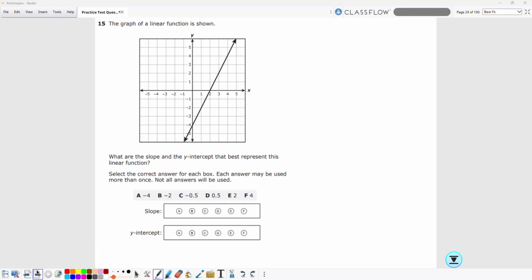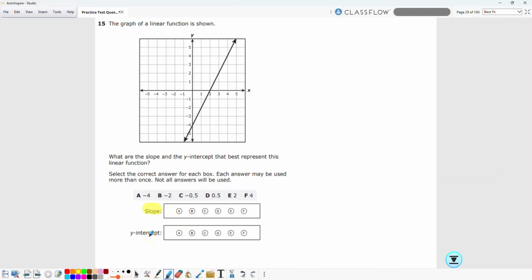Number 15. The graph of a linear function is shown. What are the slope and the y-intercept that best represents this linear function? And we have two boxes to enter information. So I'm going to color code this. I'm going to call the slope yellow.